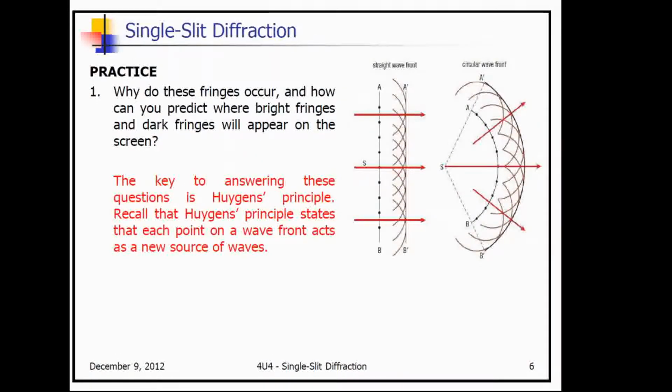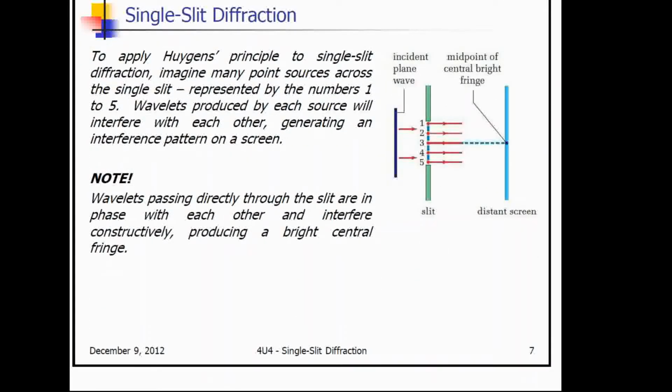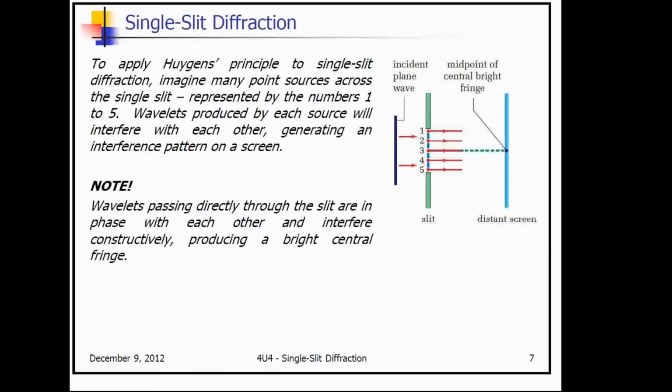So why do these fringes occur, and how can you predict where the bright fringes and dark fringes will appear? The key to answering these questions is Huygens' principle. Remember that Huygens' principle states that each point of a wavefront acts as a new source of waves. So if we're looking at this with Huygens' principle in mind, you can imagine many point sources across the single slit. So at that single slit, we have the sources. Let's just limit it down to 5: 1, 2, 3, 4, 5.